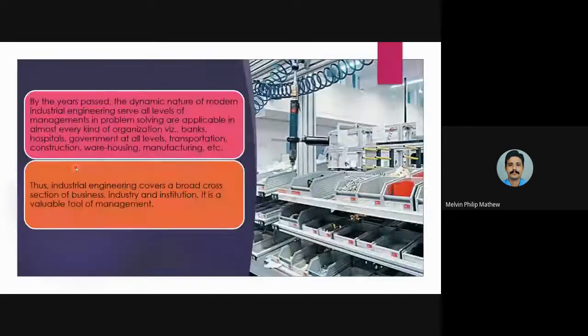Over the years, the dynamic nature of modern industrial engineering serves all levels of management in problem solving, and is applicable in almost every kind of organization: banks, hospitals, governments at all levels, transportation, construction, warehousing and manufacturing. Various operations I have already told you; micro motion studies are done by cameras, and with the help of these cameras, engineers study various problems occurring in each department, and then produce various problem solving methods to increase productivity and profit.